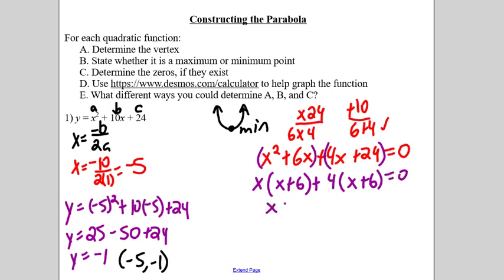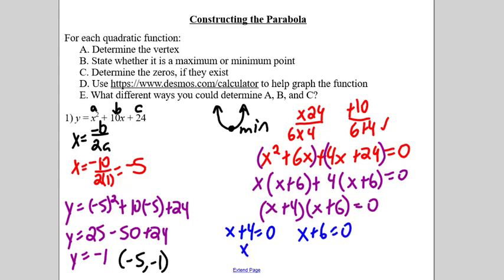That means my two factors are x plus 4 and x plus 6 equals 0. So set them each equal to 0. X plus 4 equals 0. X plus 6 equals 0. That means that x equals negative 4 and x equals negative 6. And I would want to double check them, but I will tell you now that they do work.